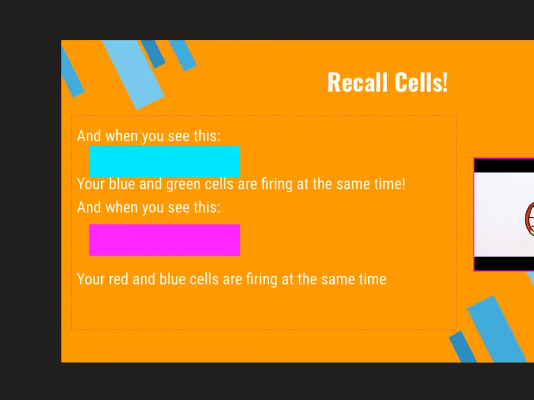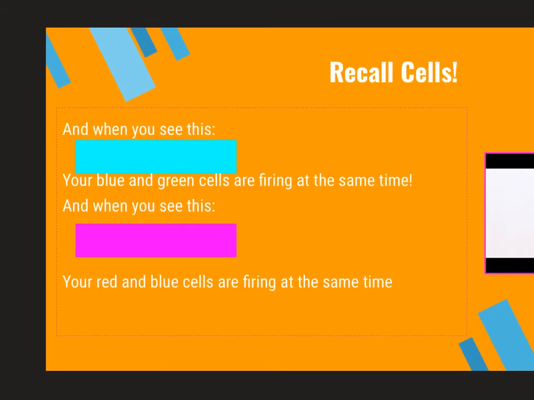If we look at this block right here, it's kind of a blue-green color. We call it cyan. Your blue and green cells are firing at the same time to give you that cyan color. If you look at this one at the bottom, that's hot pink or pink purple, or even the light pinks, the dusty roses. Those are all part of the magenta family, all the way up to purple. What's happening is your red and blue cells are being fired at the same time.